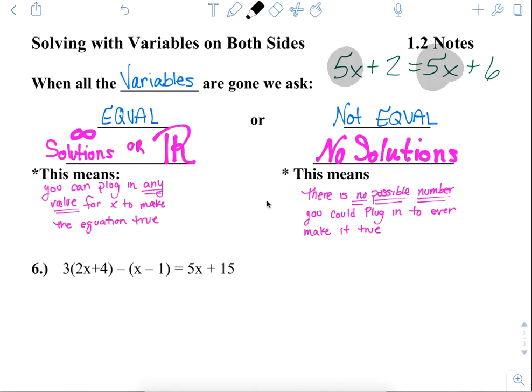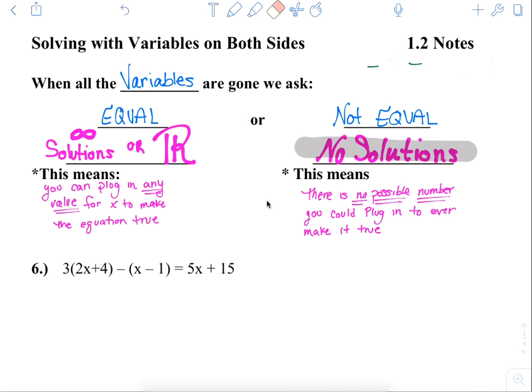So if ever all your variables are gone, we have to ask, is what's left over equal or not equal? So in this example that you can see right now, they are not equal. This right here would be our answer. We'd say there are no solutions to this question. There is no possible number that I could ever plug in for x that would make that true.